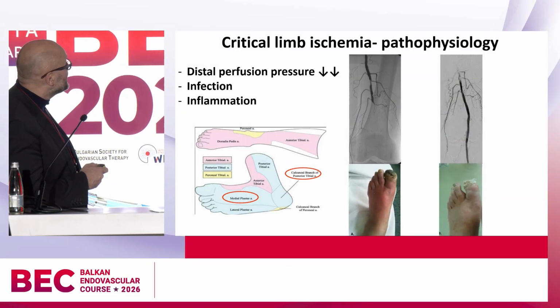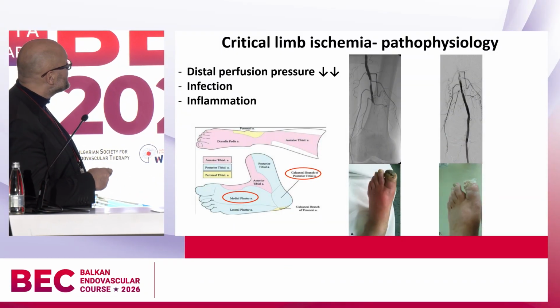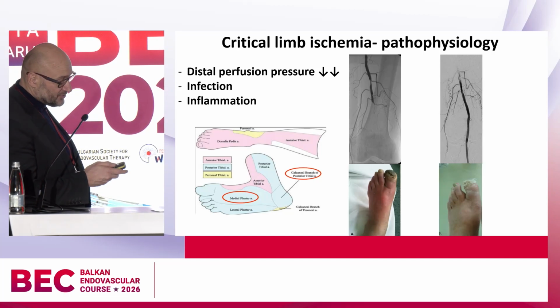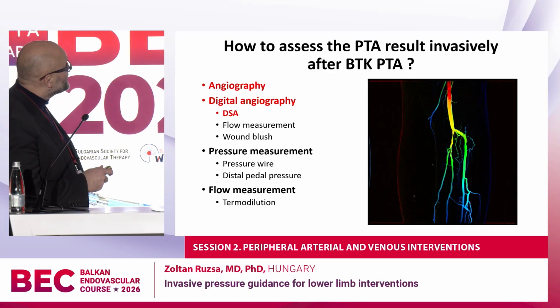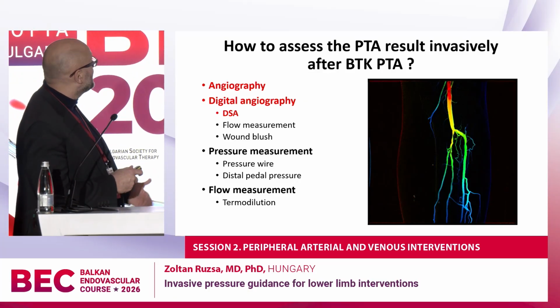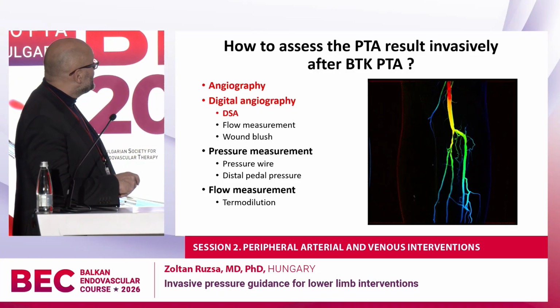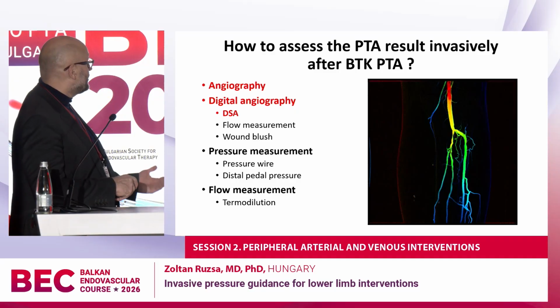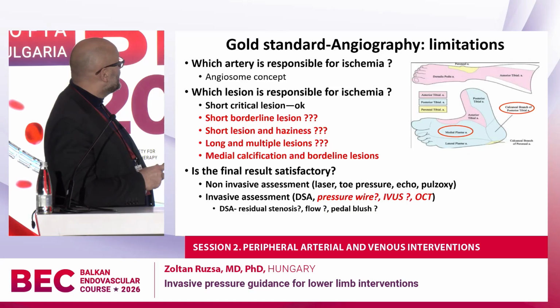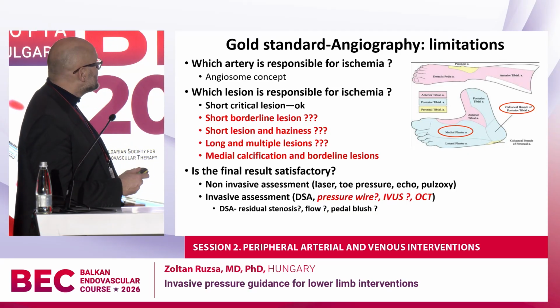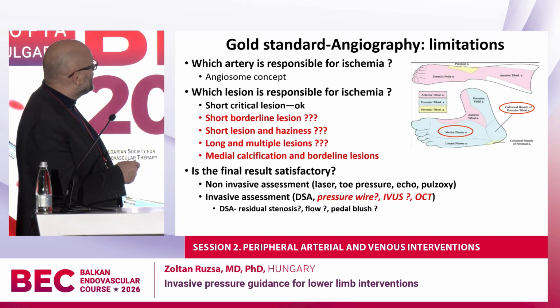One of my suggestions, if you have CLI, is that the distal pressure decreases. We have no marker on the inflammation, but always the pathophysiology is a decrease in the pressure. How can we assess the result after the PTA or before the intervention? We can do digital angio, pressure measurements, we can measure the gradient, and also we can measure the flow.